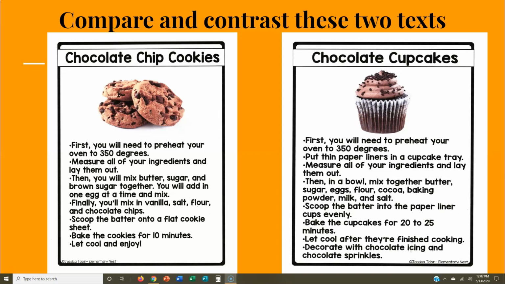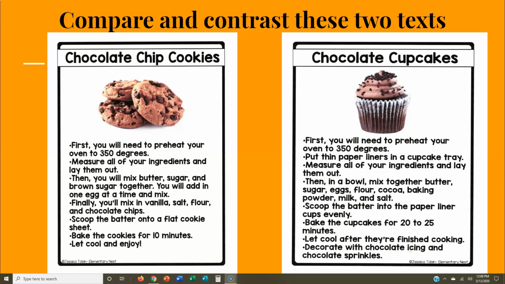Okay, the second one is chocolate cupcakes. First, you will preheat. You will need to heat your oven to 350 degrees. Put thin paper liners in a cupcake tray. Measure all your ingredients and lay them out. Then in a bowl, you're going to mix together butter, sugar, eggs, flour, cocoa, baking powder, milk, and salt.